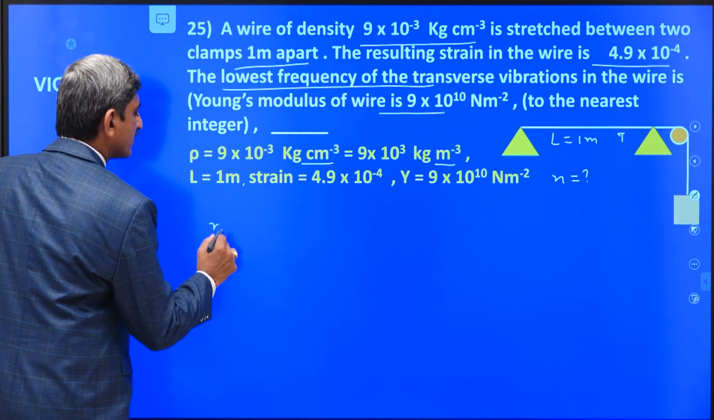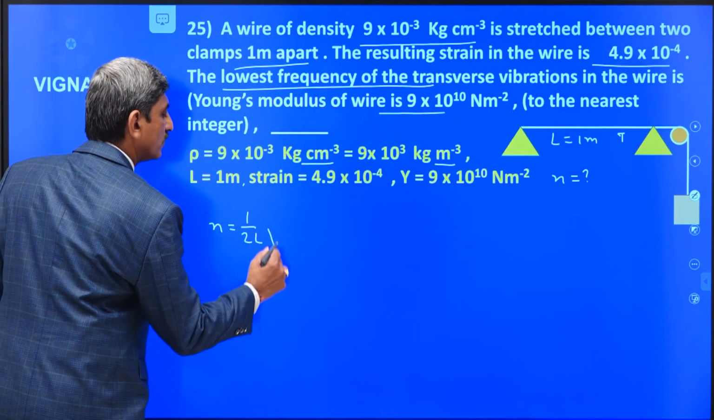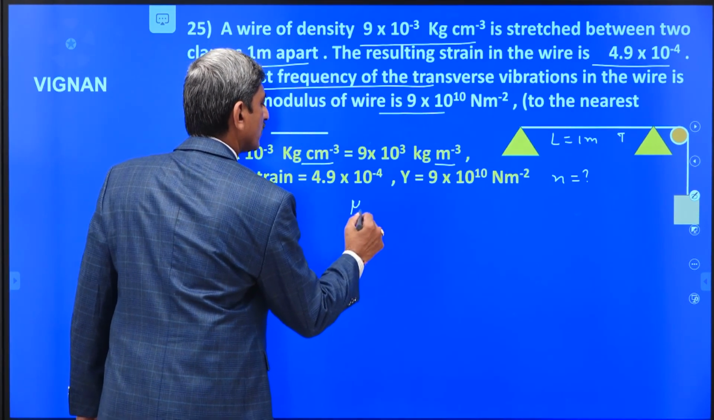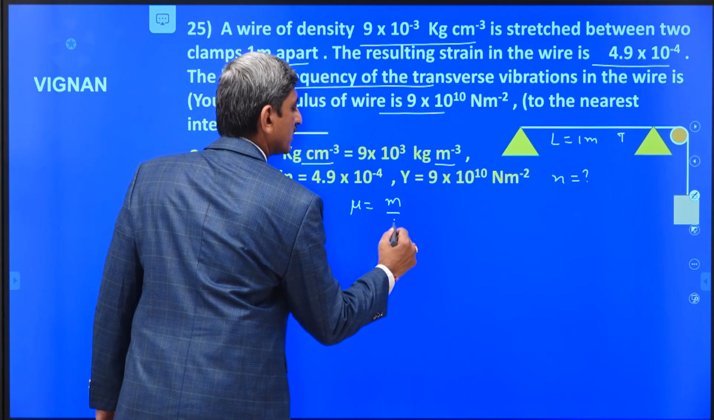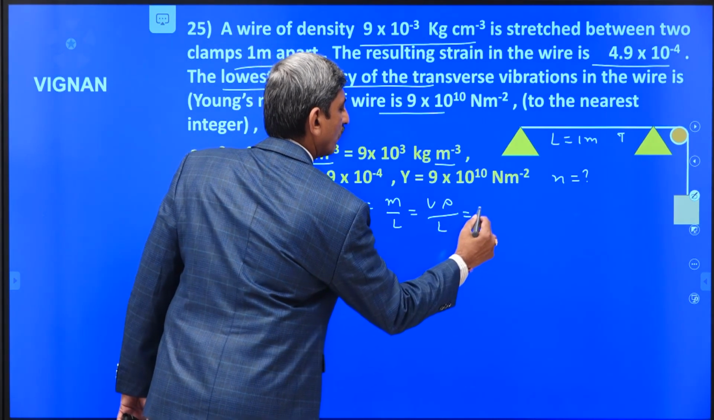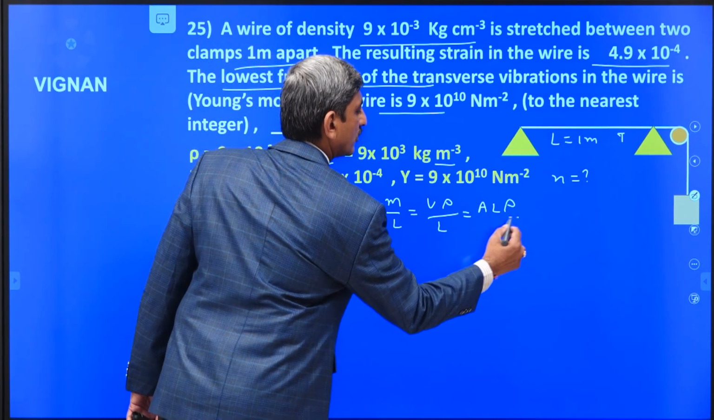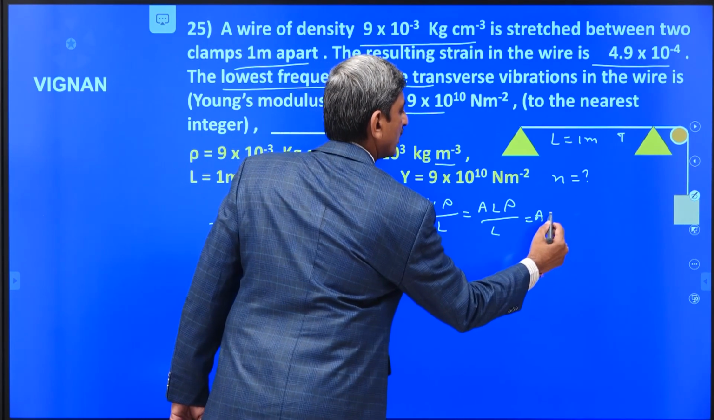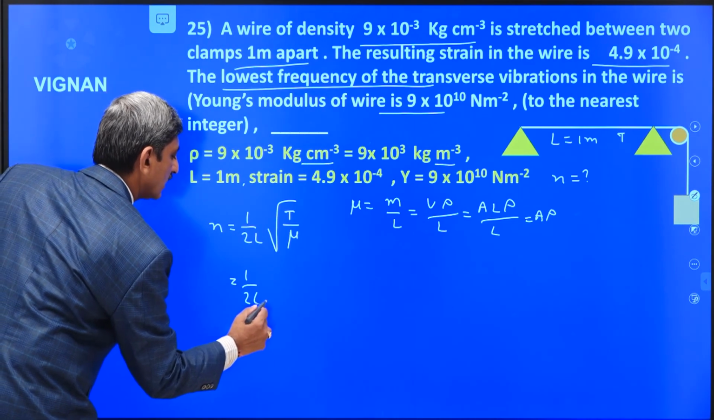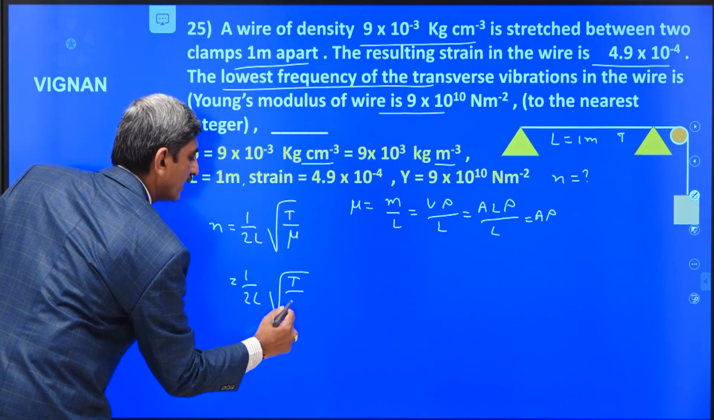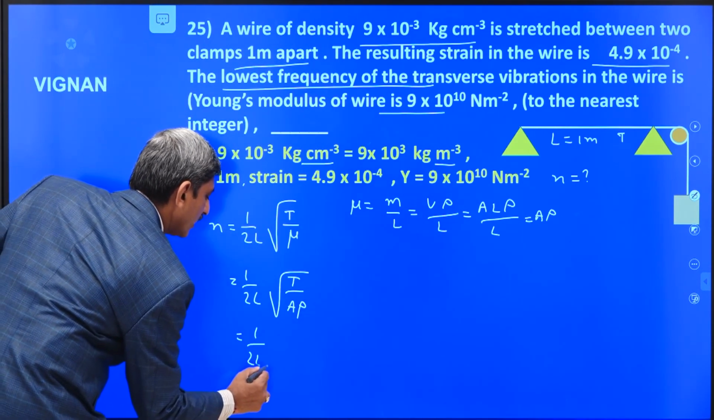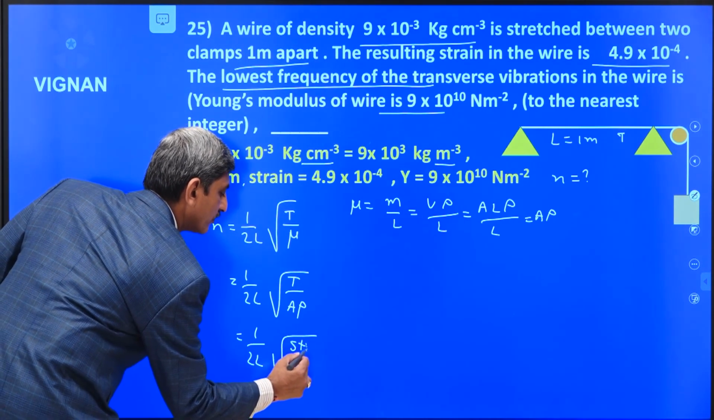We know that the fundamental frequency n is equal to 1 by 2L into square root of T by mu. Here mu is equal to mass per unit length, which is equal to volume into density divided by L, which is equal to A L rho by L. This is equal to A rho. By substituting in this equation, it becomes 1 by 2L into root of T by A rho. This is equal to 1 by 2L into square root of stress by rho.